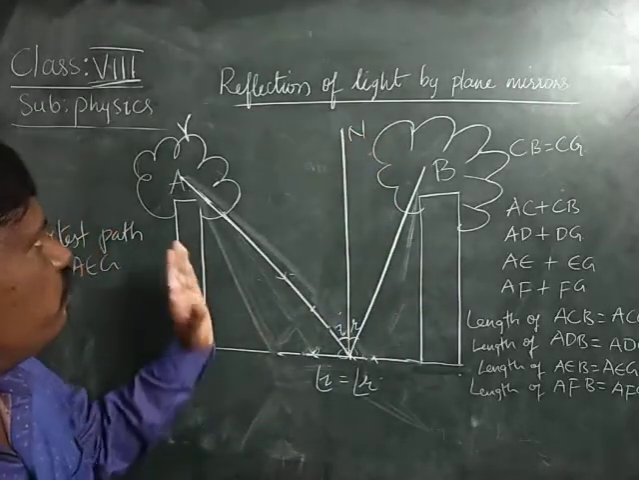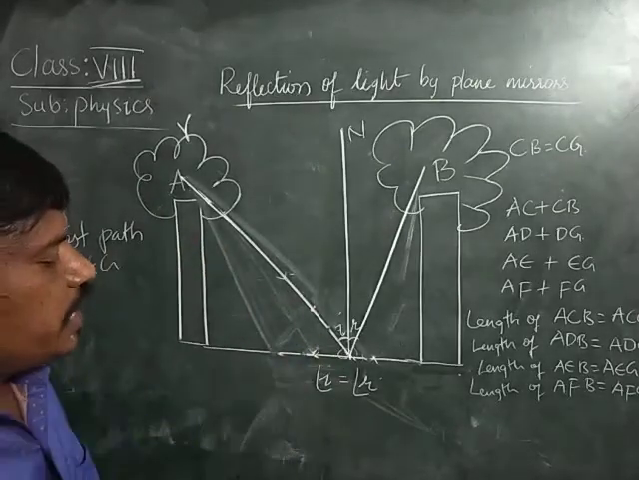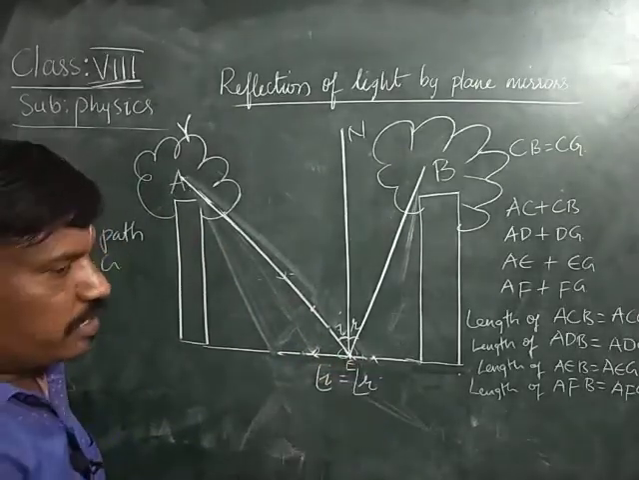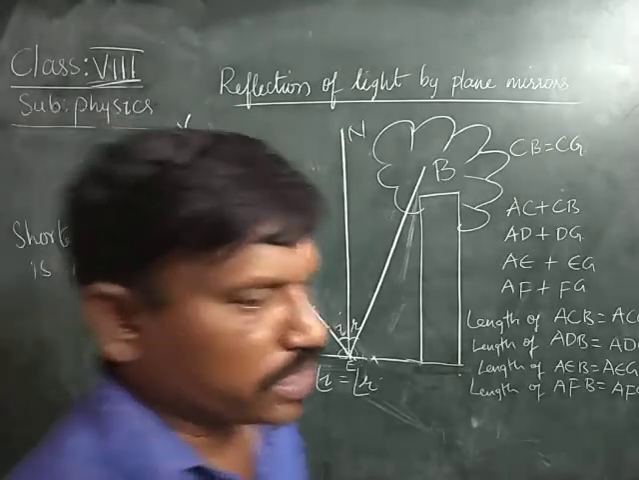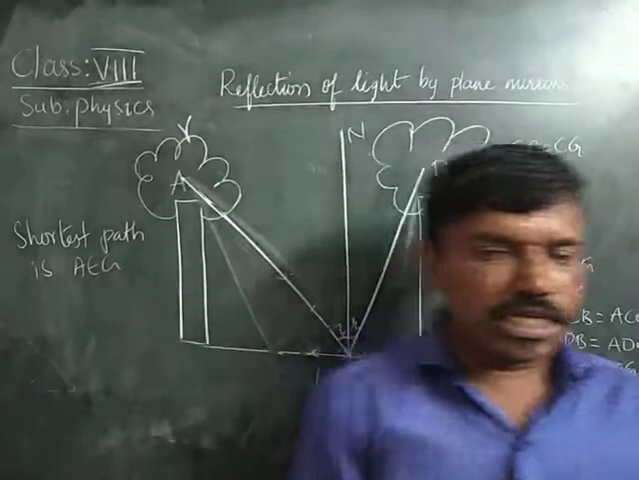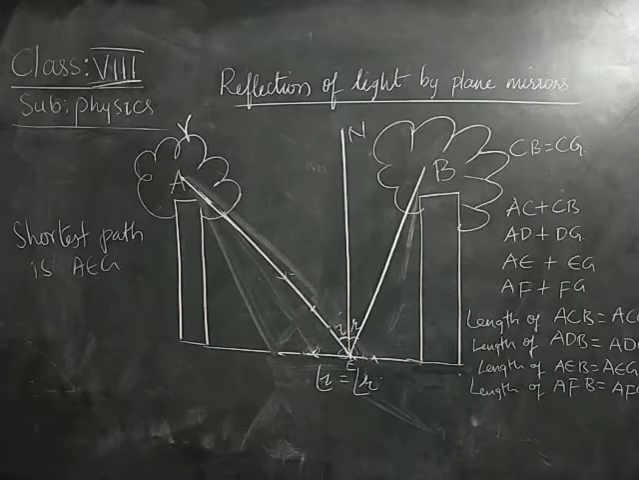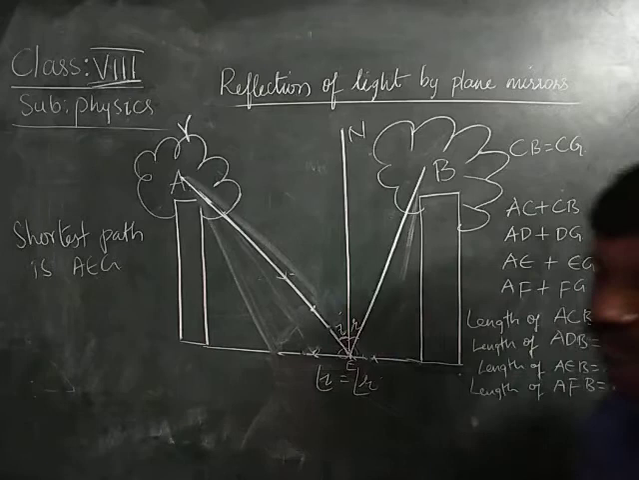Children, from this we can say that light always chooses the least distance to travel. That means light always travels in a straight path to reach the shortest distance in the shortest interval of time. That is called the Fermat principle.